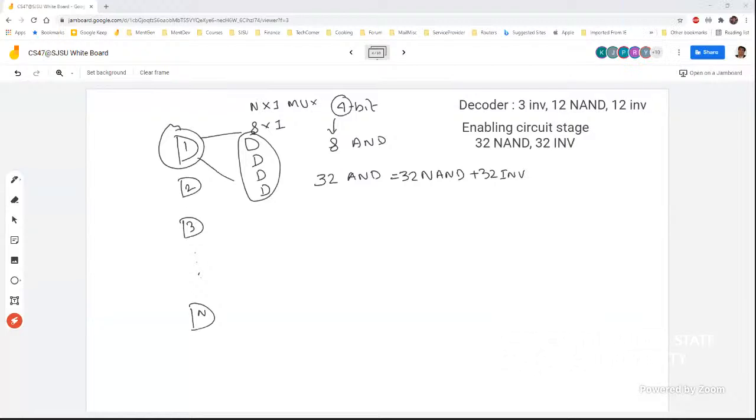Now let's complete our calculation. Now the next stage is that combining circuit, right? Combining circuit.